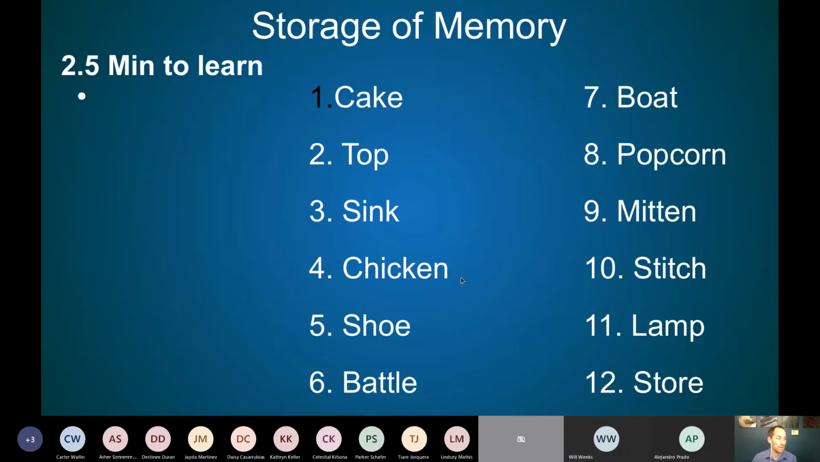If you knew there was one, like you missed 4 and you skipped that, and you went cake, top, sink, shoe, that would just be 1 miss. So calculate how many you got right and how many you got wrong, and put it in the chat box so we can see about how well people did with the loci method.